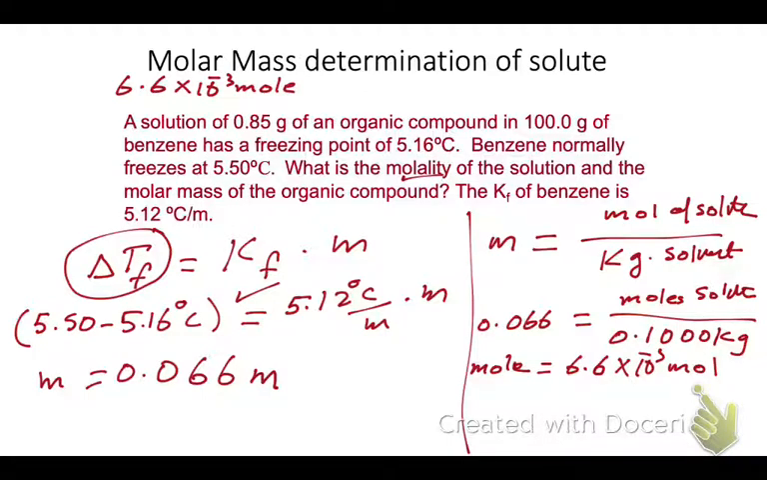So now I need to calculate the molar mass, which is grams per mole, right? So how do I calculate the molar mass? I have 0.85 grams divided by 6.6 times 10 to the negative 3 moles. It's grams per mole.